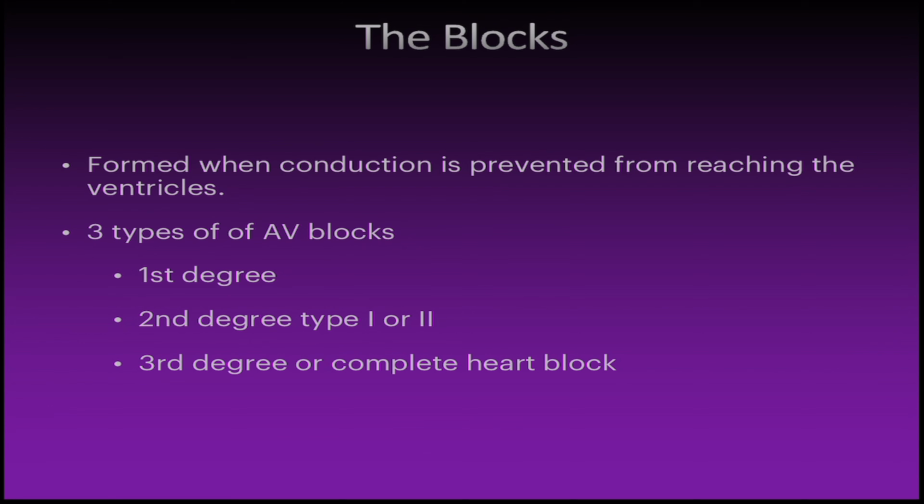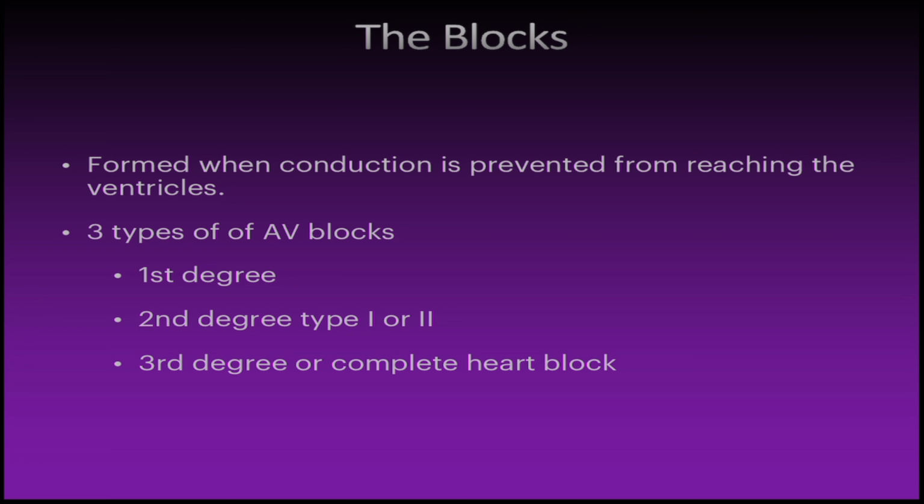AV blocks. The different types of blocks that we see are formed when conduction is prevented from reaching the ventricles. It's important to note that with the different types of AV blocks, you can still have an underlying heart rhythm. For example, a patient with atrial flutter with variable conduction has some sort of AV block, where the AV node is doing its normal physiological function of triaging which impulses it sends into the ventricles. So that's a form of an AV block.